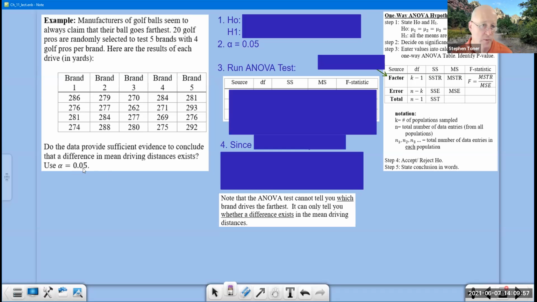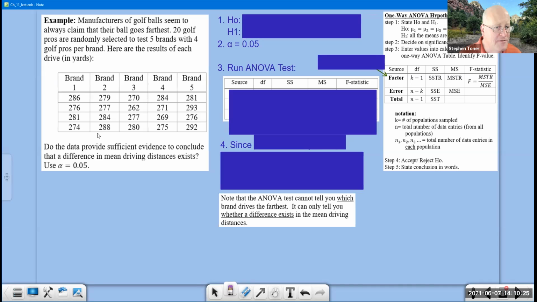So here we go. Manufacturers of golf balls seem to always claim that their ball goes furthest. So 20 golf pros are randomly selected to test 5 brands with 4 golf pros per brand. Here are the results of each drive in yards. So I've got 5 different brands, 4 numbers in each of those columns there.